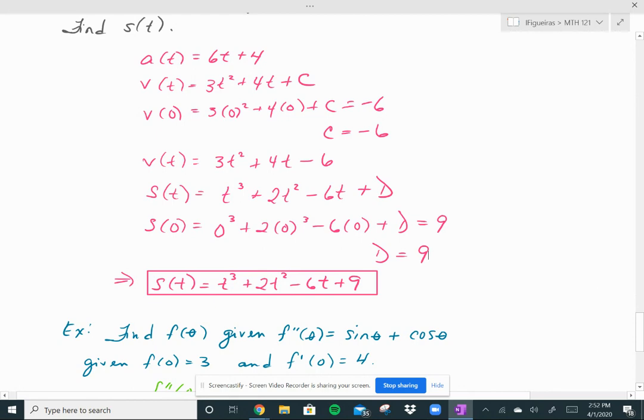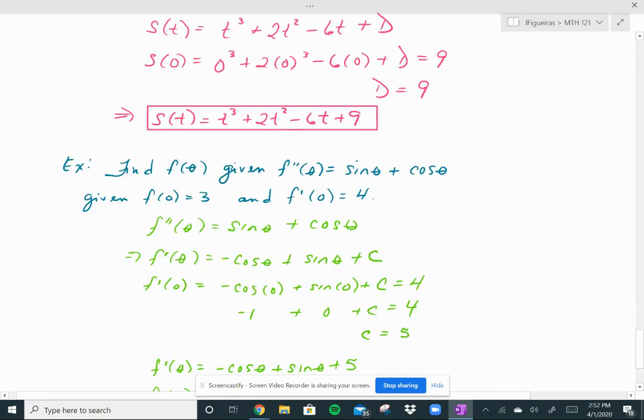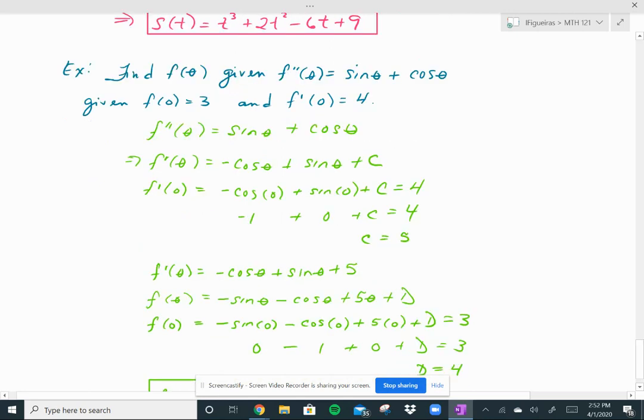Okay, here's another initial value problem. Find f of theta given that f double prime of theta equals sine of theta plus cosine theta. And you're also given that f of 0 equals 3 and f prime of 0 equals 4. Okay, so we're going to have to take the antiderivative twice. So f double prime, when you take the antiderivative, you get f prime. That's what you see here. So the antiderivative of sine is negative cosine. The antiderivative of cosine of theta is sine of theta, and then plus c.